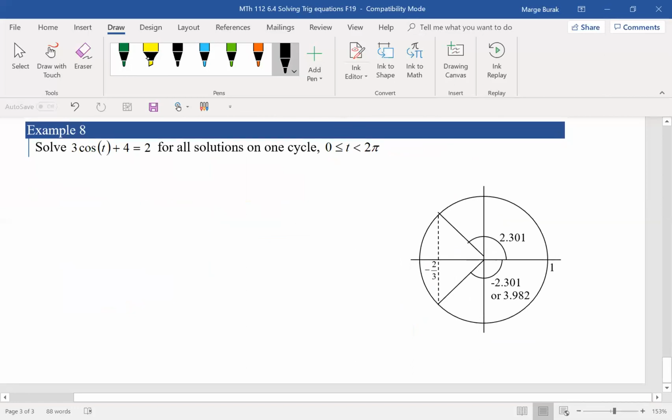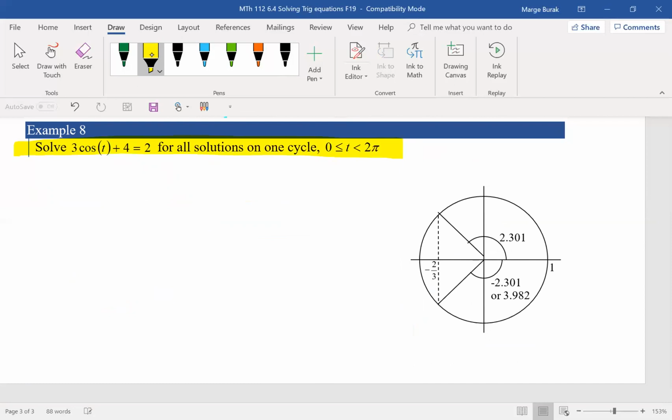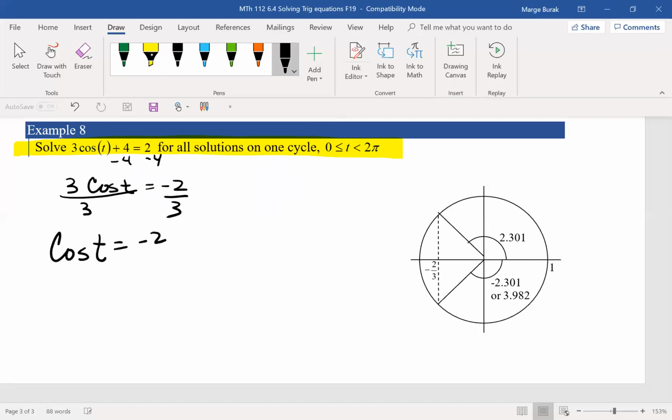So this one has a little more. You just have to get the angle by itself. So let's take a peek right here. We're doing radians again, so keep your calculator in radians. We're going to find all solutions from 0 to 2 pi. So let's subtract the 4, and we'll get 3 cosine of t equals -2. Divide by 3, and we'll get cosine of t is -2/3.